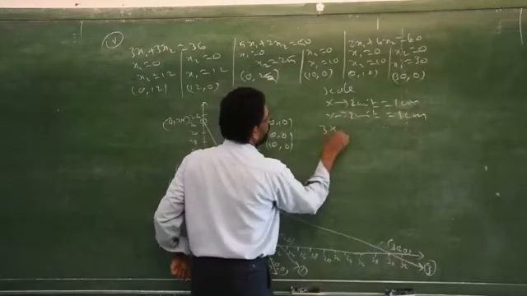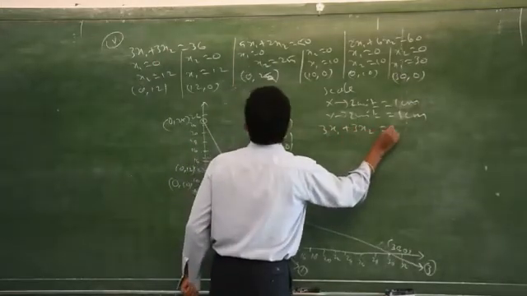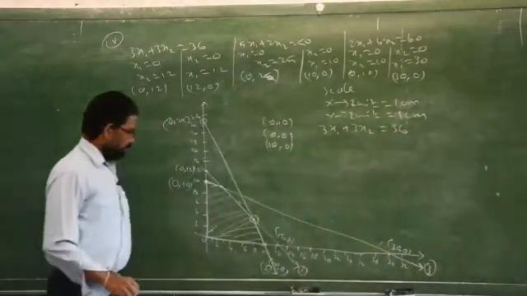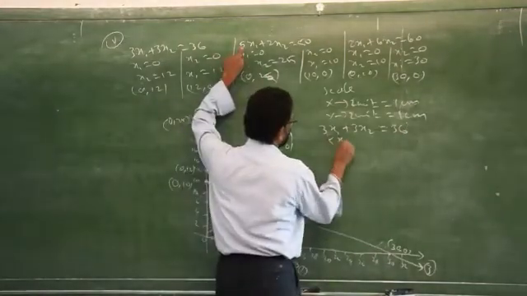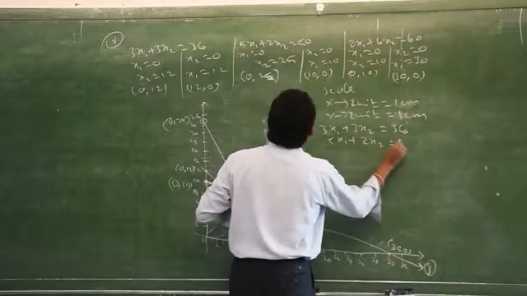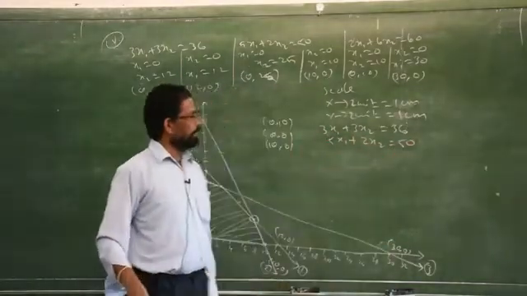3x1 plus 3x2 is equal to 36. What is equation number 2? It is 5x1 plus 2x2 is equal to 50. Now you have to apply the elimination method.